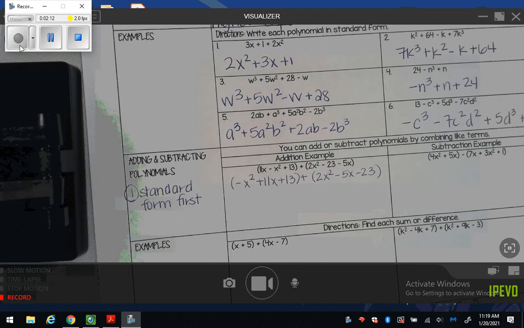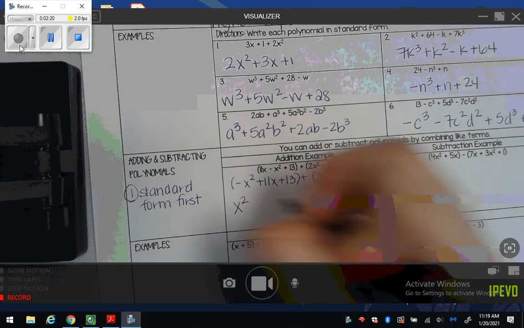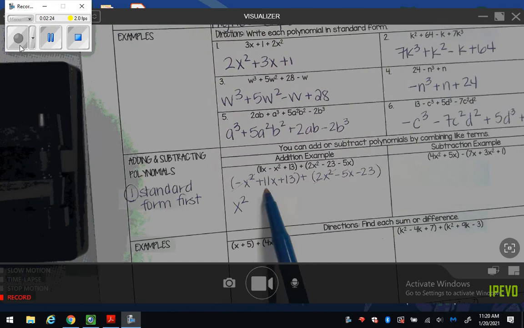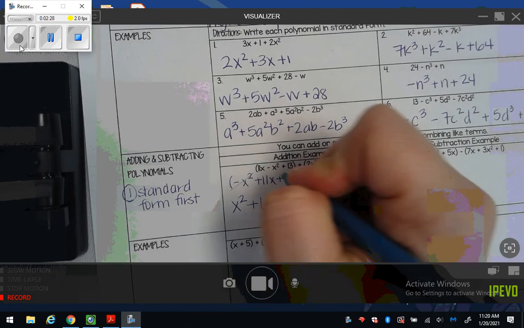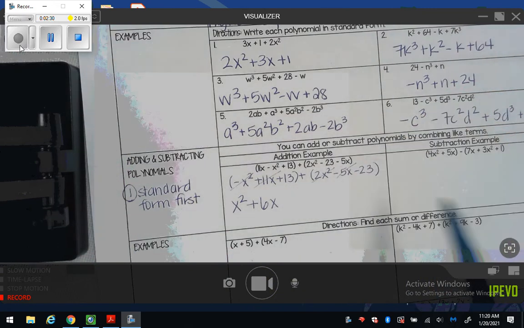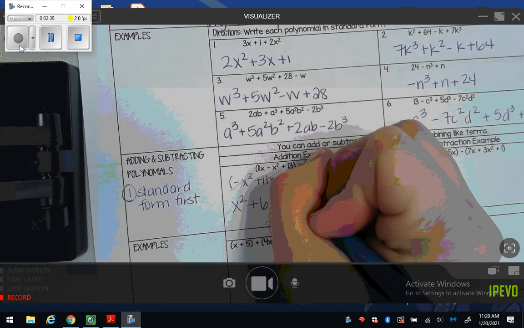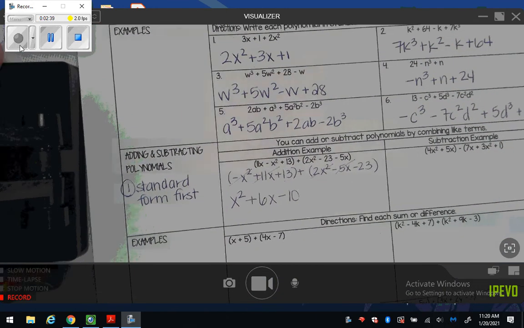Okay? Now, I'm just going to combine like terms. So I have a negative x squared and I have a 2x squared. Negative 1 plus 2 is 1, so just x squared. And I usually cross them out because I know I'm done with them. 11x plus negative 5 is 6x. Done and done. And then 13 plus a negative 23 is negative 10. Okay? So just combine like terms.